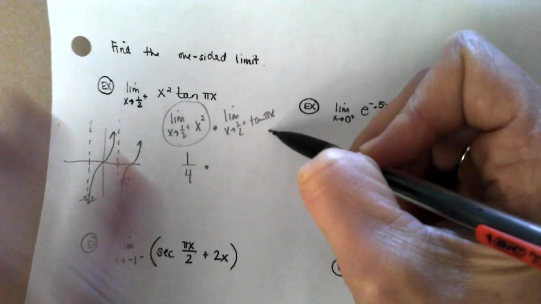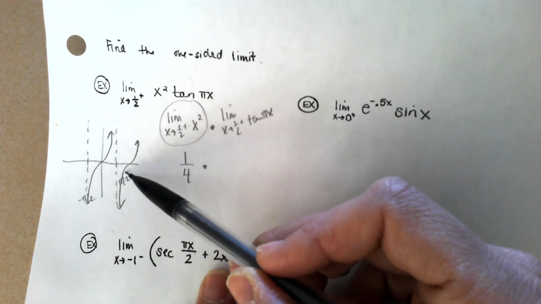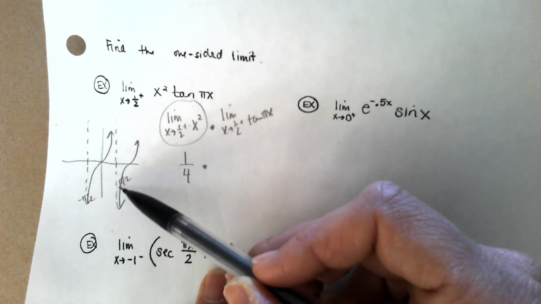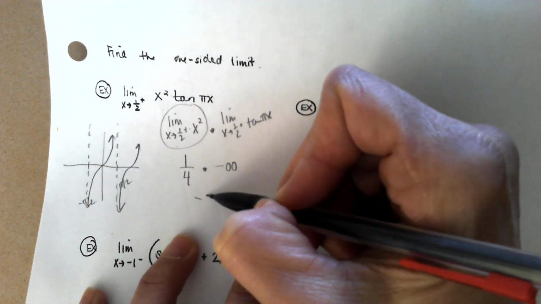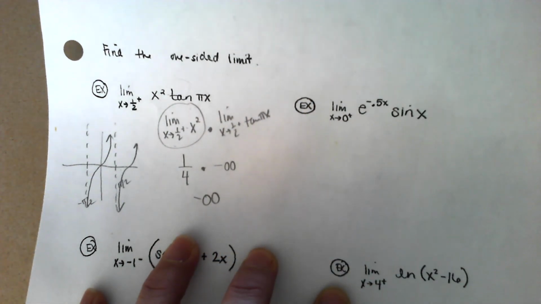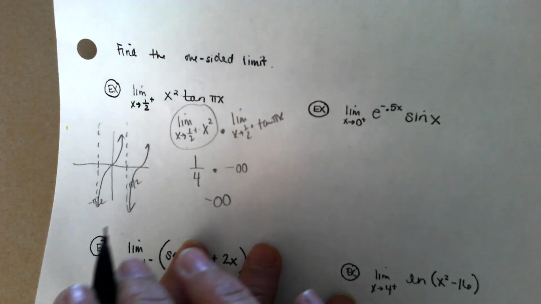This one, though, is the part that has the asymptote. If you're approaching 1/2 from the right, your tangent graph is approaching pi over 2 from the right, which is negative infinity, and 1/4 times negative infinity is negative infinity. Okay?